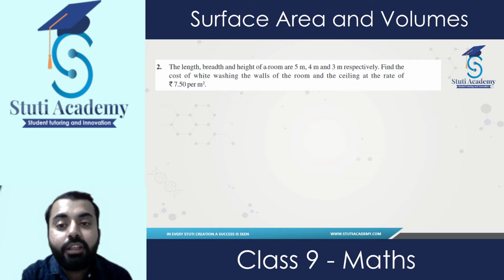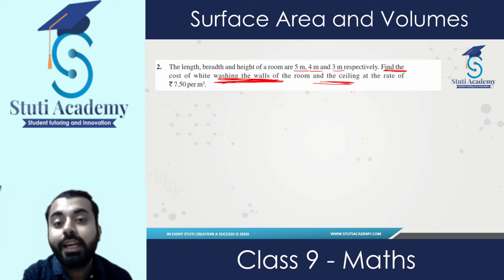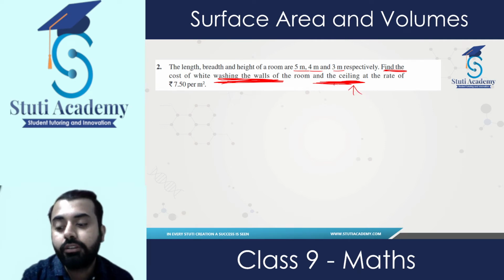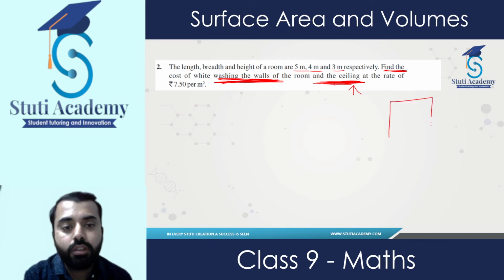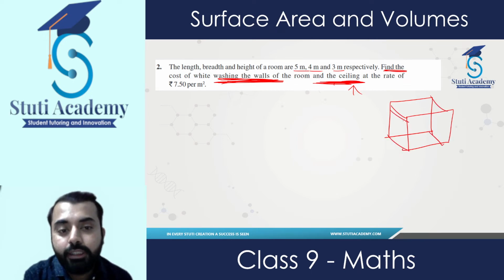The length, breadth, and height of a room are 5 meter, 4 meter, and 3 meter respectively. Find the cost of whitewashing the walls of the room and the ceiling. Remember this? We are whitewashing walls and the ceiling. Ceiling means the top one where we hang our fans. Let me just draw my room here first. My room must be a cuboid. A cuboid. Now I have to paint this.